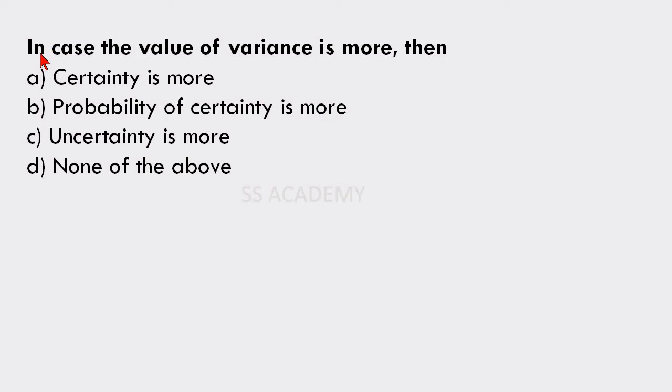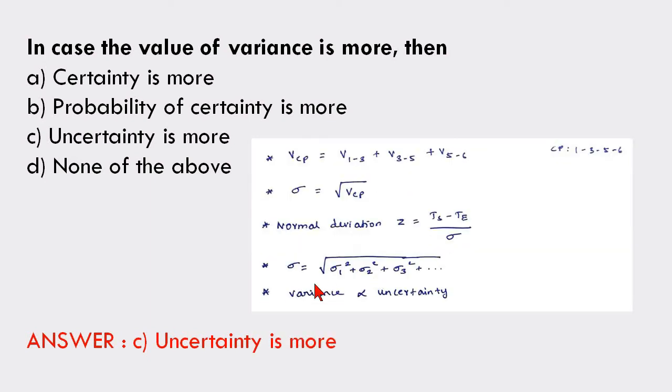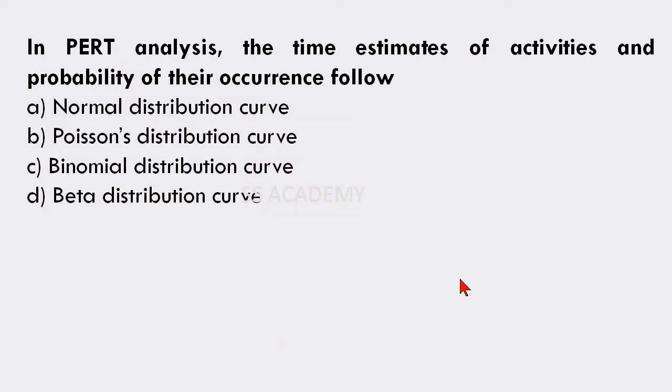Next question is, in case the value of variance is more, then certainty is more, probability of certainty is more, uncertainty is more, none of the above. The answer is uncertainty is more. In case the value of variance is more, then uncertainty is more, because the variance is directly proportional to uncertainty. So if the variance is more, the uncertainty is also more.